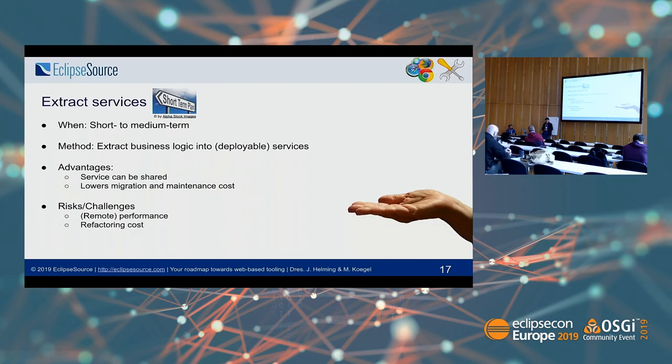Extracting services, another truism. Everyone says extract services. But what is important in the context of web is that you extract the service to something that's hopefully even deployable as a service. So for example, if you have validation in your tool, can you extract that into a deployable service that can be remote called? Only then it can be really well reused in a web-based scenario.